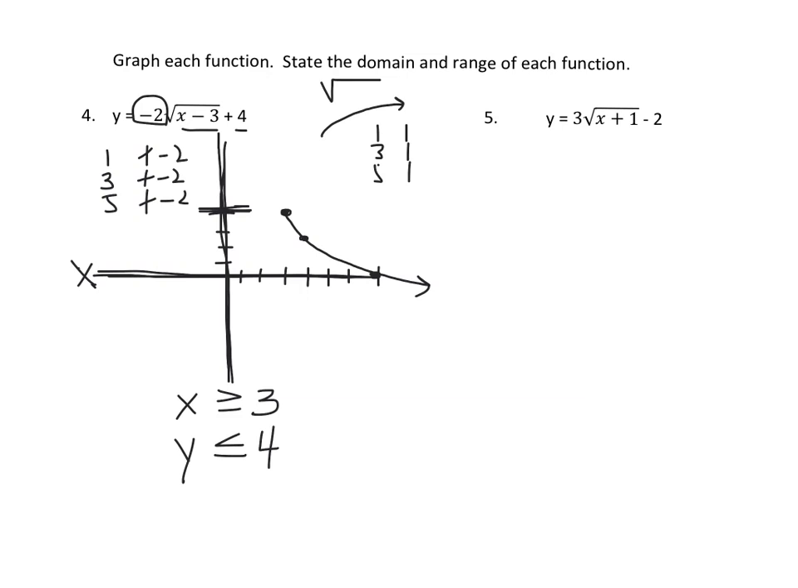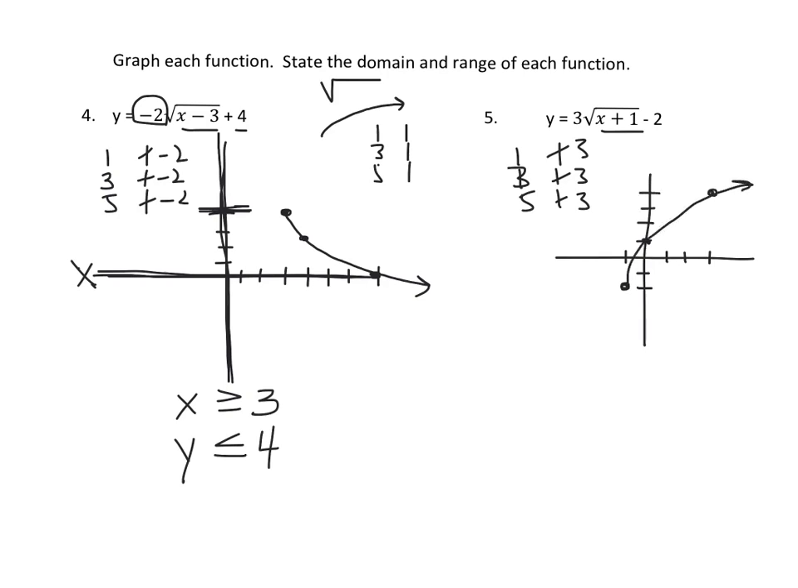Number 5, this graph is moved left 1 and down 2. That's our beginning point. And then again, this is our general movements. The 3 out in front is going to multiply the y's by 3. So I'm going to go over 1 and up 3. I'm going to go over 3 and up 3. And therefore, our domain would be x is greater than or equal to negative 1. Our range would be y is greater than or equal to negative 2. Just seeing where these graphs are at.